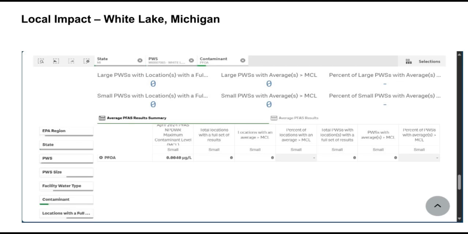While analyzing PFOA levels in public water systems using the EPA's monitoring dashboard, I found that one system in my area, White Lake, Michigan, reported a result exceeding the minimum reporting level, MRL, of 0.003. Although this was a single exceedance, it's still significant, and it indicates detectable levels of PFOA in the local water supply, which could pose health risks over time. So even without shockingly surpassing regulatory limits, the presence of PFOA above the MRL highlights the need for ongoing monitoring and public awareness.